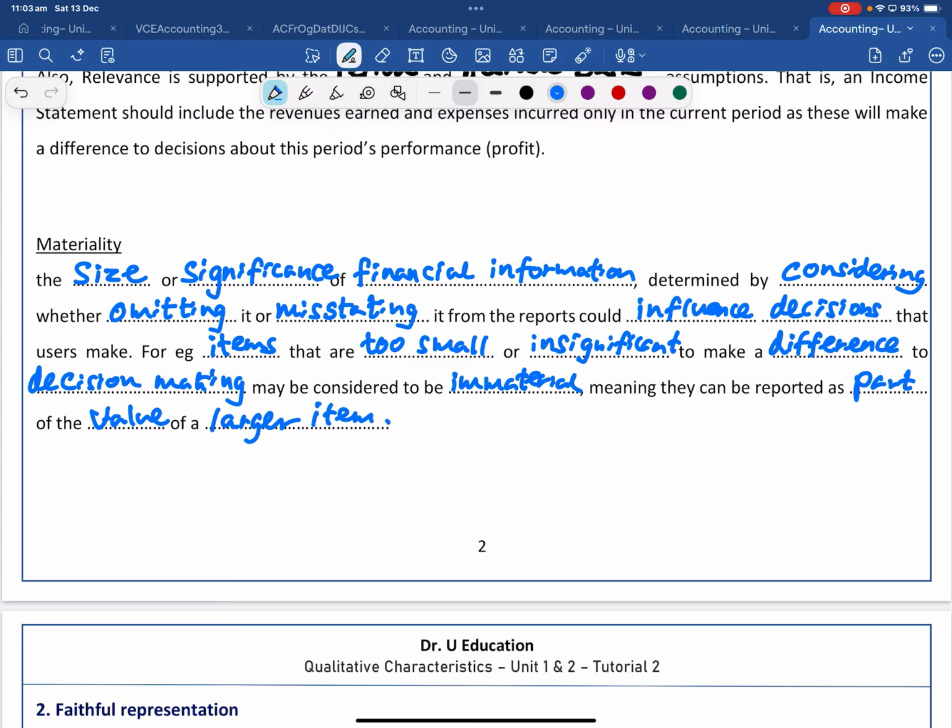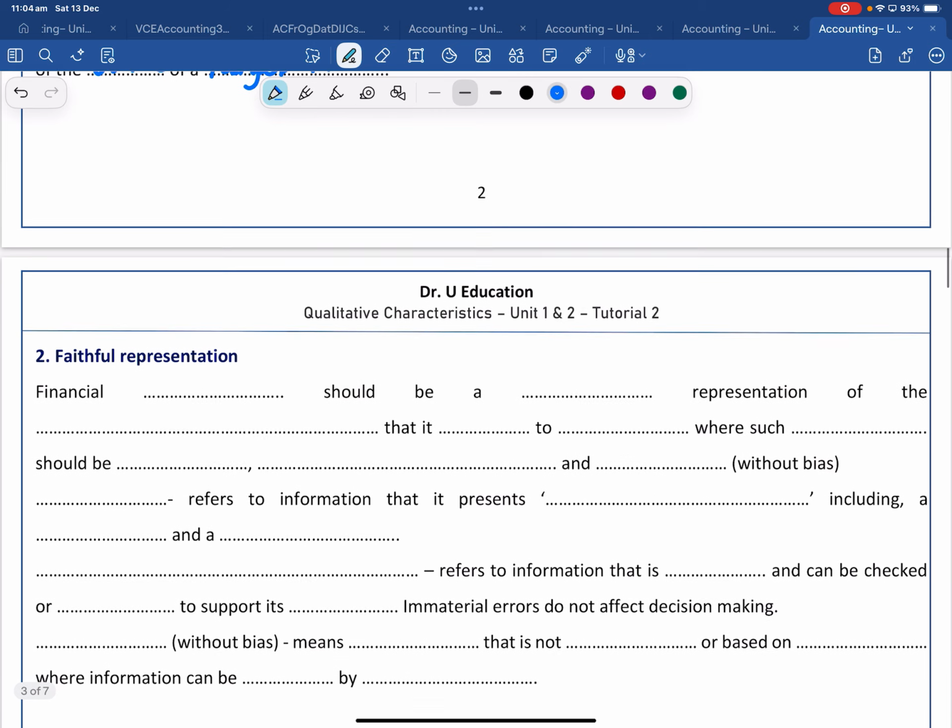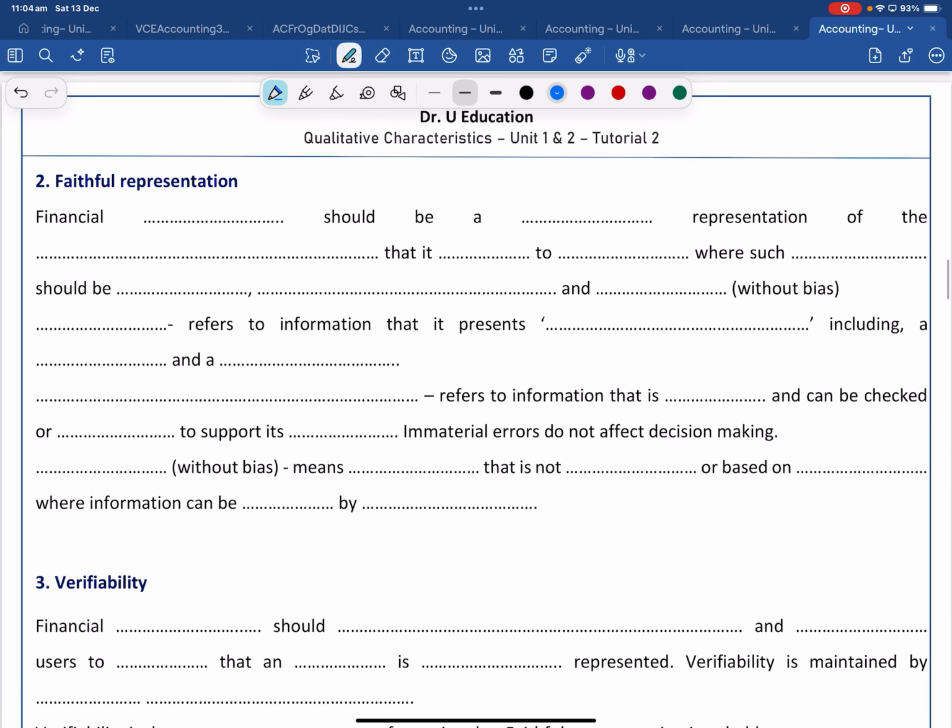Okay. Any questions, guys? Do you understand relevance and materiality? Good. Let's write this next one. Faithful representation.